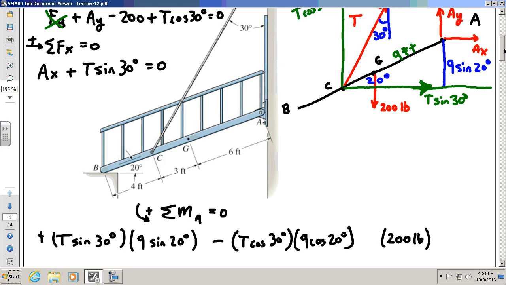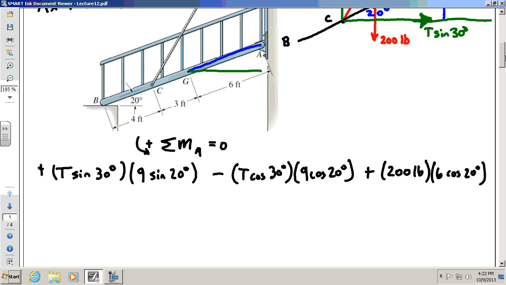But the perpendicular distance is not 6 feet, okay? It's not this line, right? It's instead this line, the green line, right? And so the green line there is not 6 feet, but instead 6 cosine 20 degrees. That's the perpendicular distance between the 200-pound force and A. And that 200-pound force, to me, it sure looks like it's a positive moment about A. Okay? So there you go.